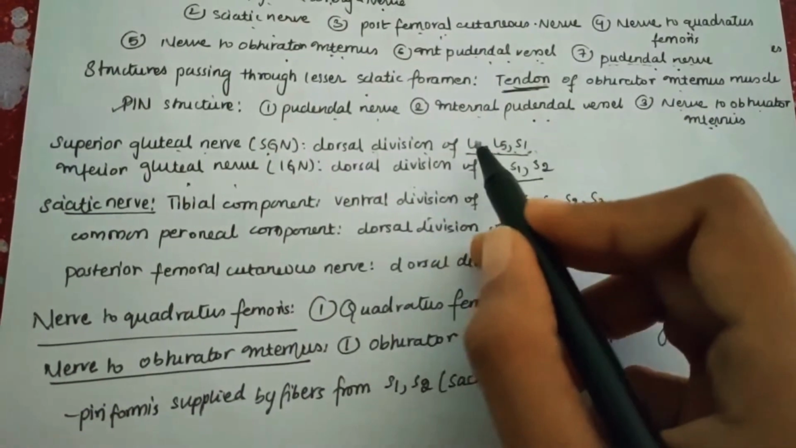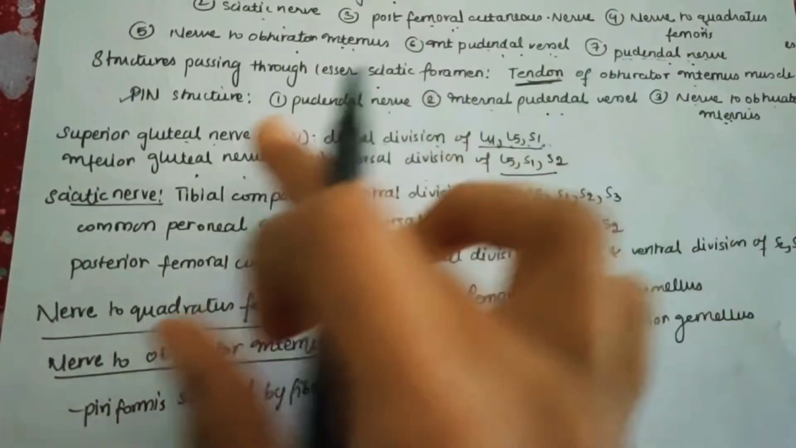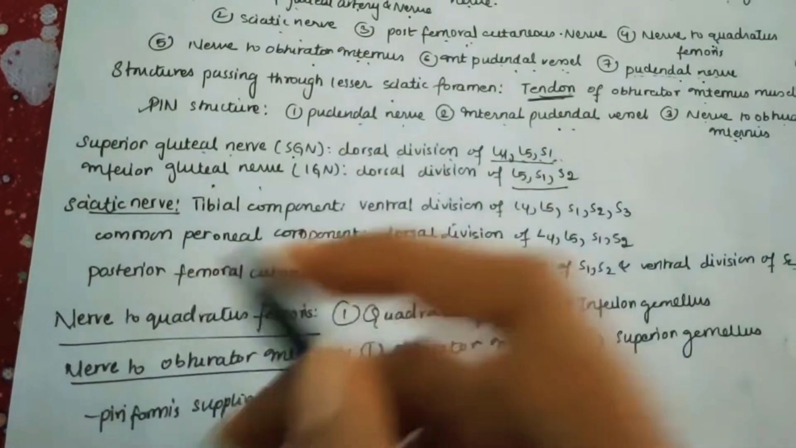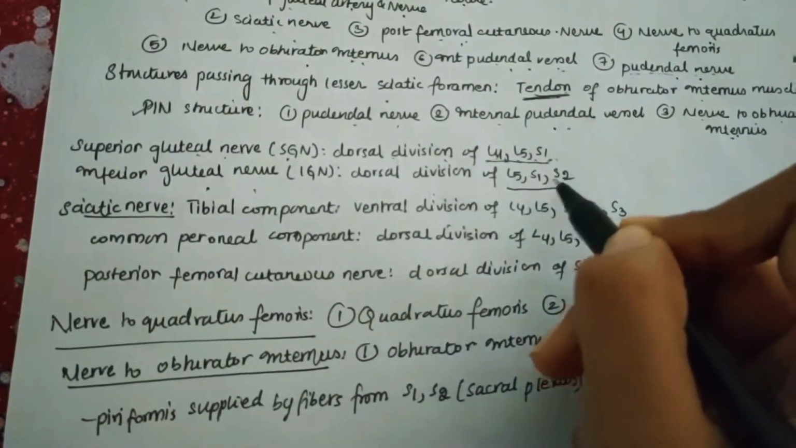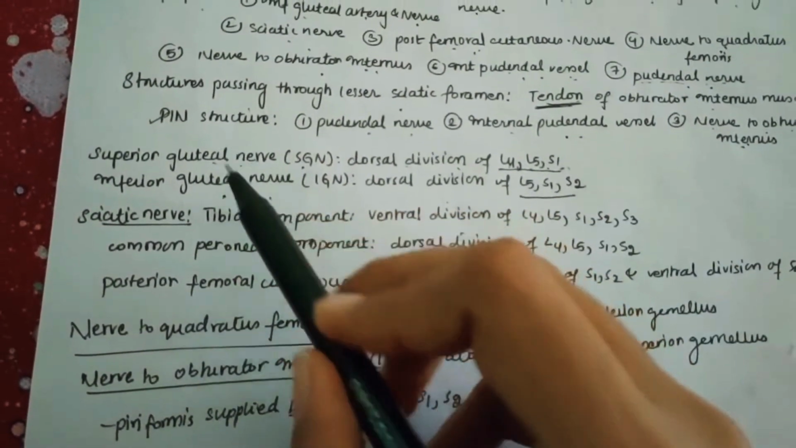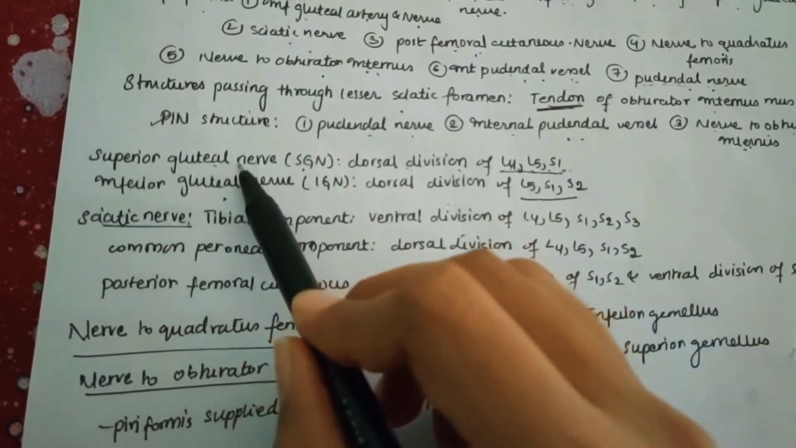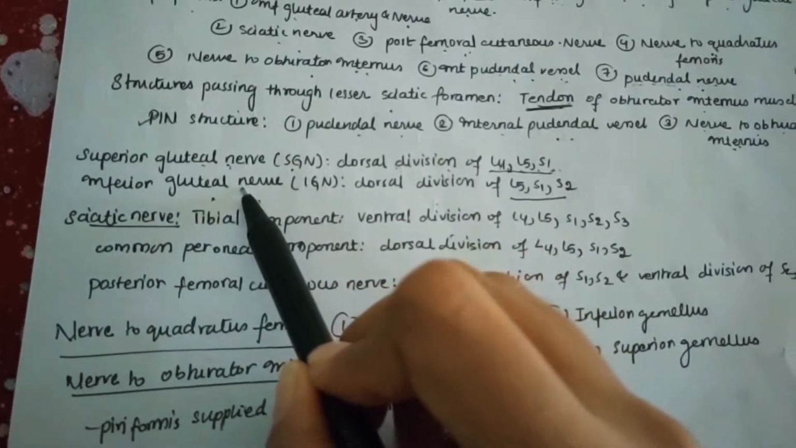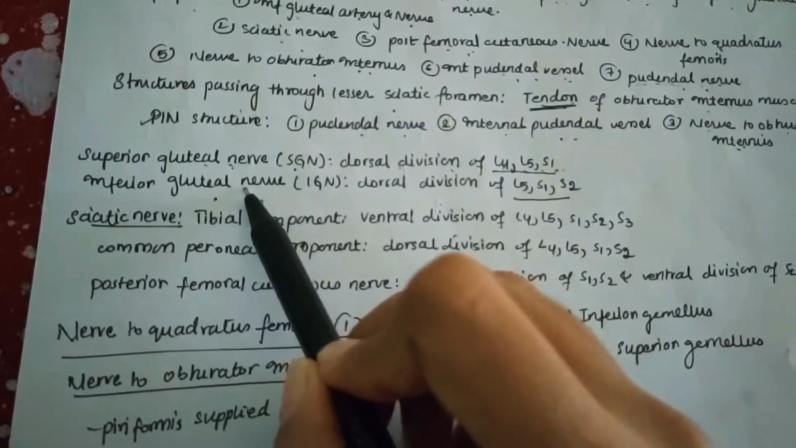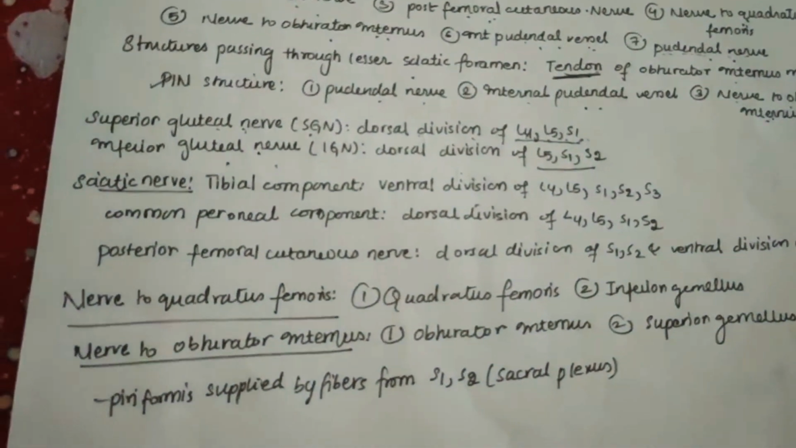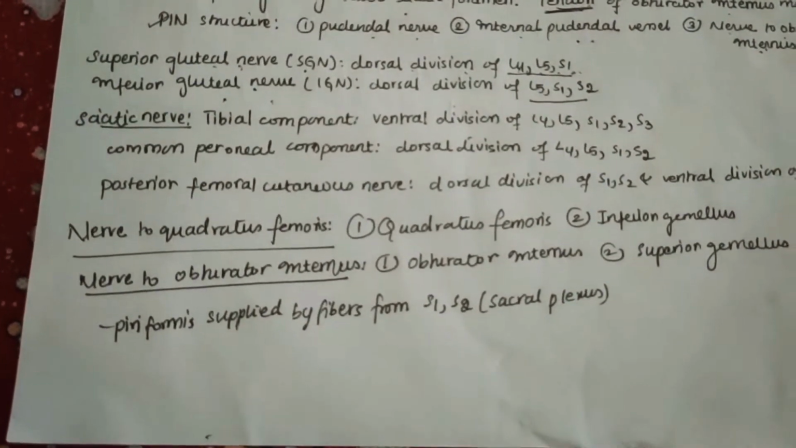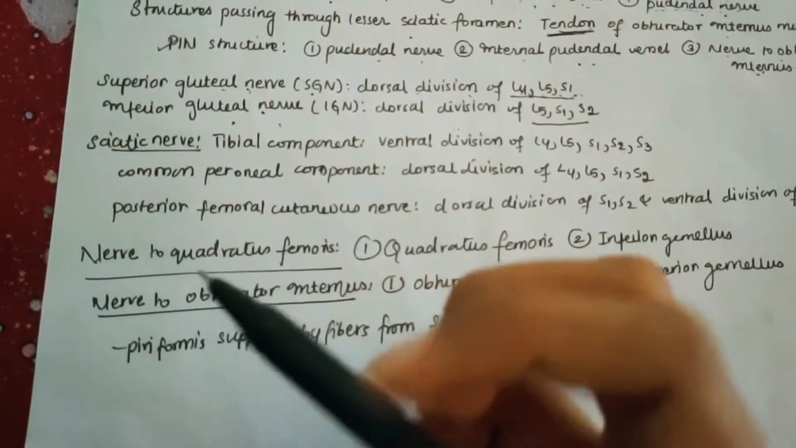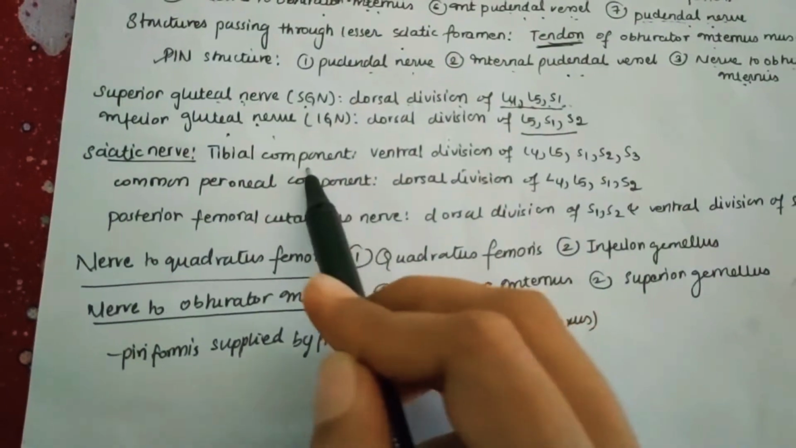And inferior gluteal nerve is from dorsal division of L5, S1, S2. So just next to it you can remember, the inferior gluteal nerve is next to it. Just omit the L4 here, just add S2 here. Okay. So both are dorsal divisions. Superior gluteal nerve from dorsal division of L4, L5, S1. Inferior gluteal nerve from dorsal division of L5, S1, S2. That's it. So now let us move on to sciatic nerve.